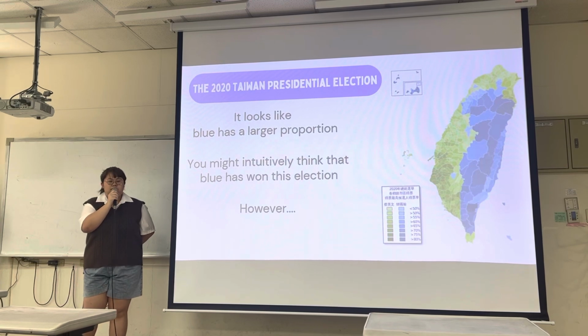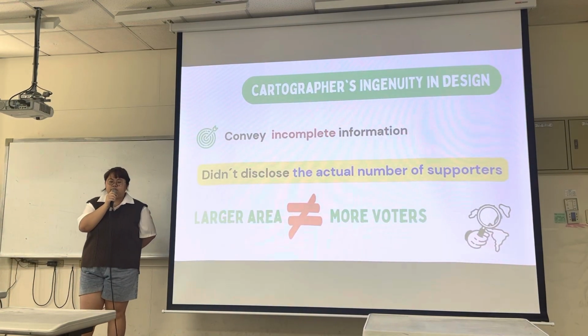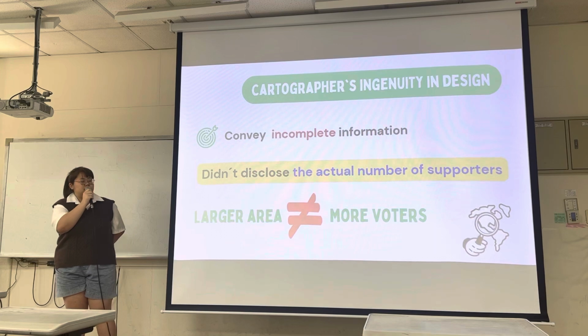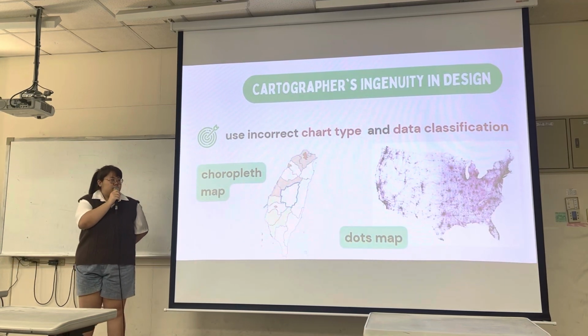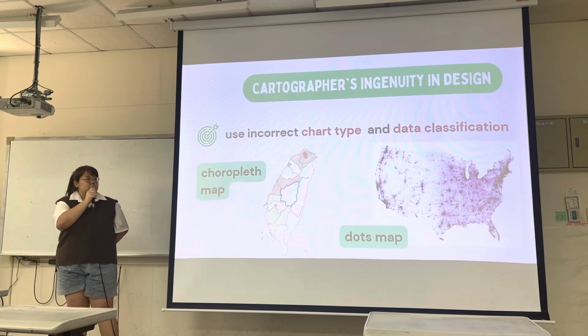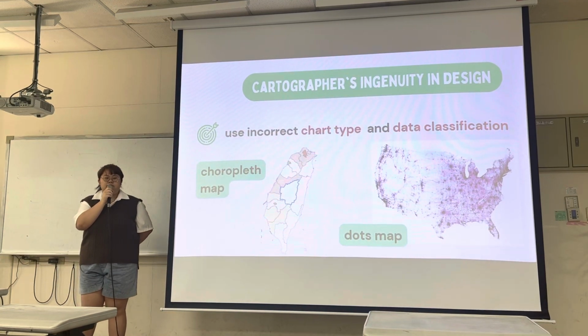Secondly, the use of the wrong type of charts and data classification could also lead to deception. Both charts use choropleth maps. In Chinese, we call it 面量图. It places statistical values directly filled into the area.